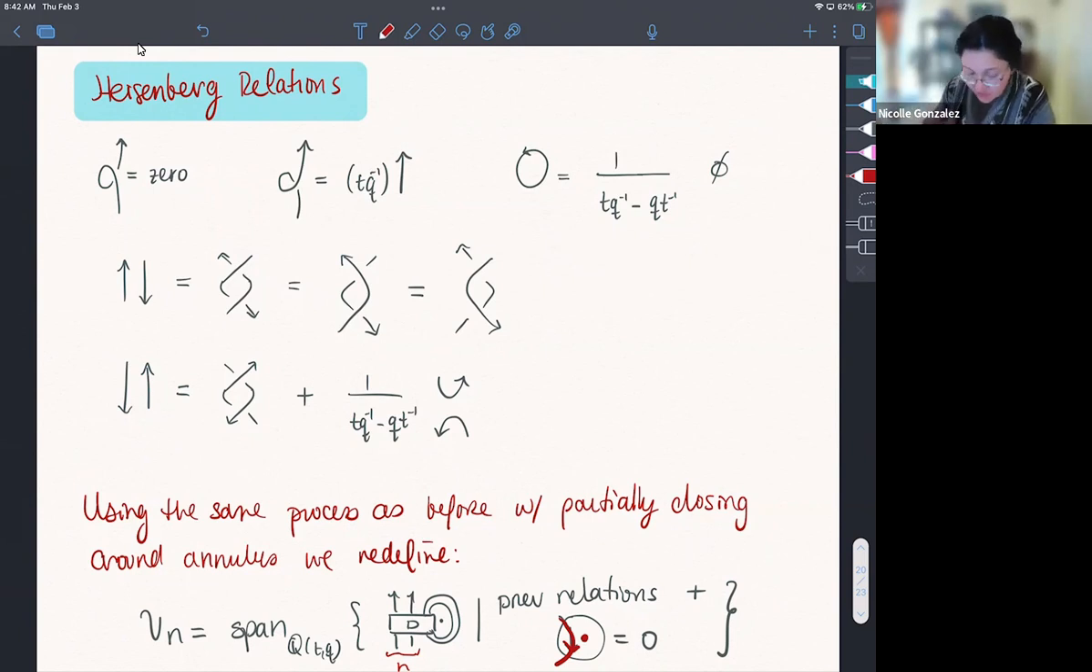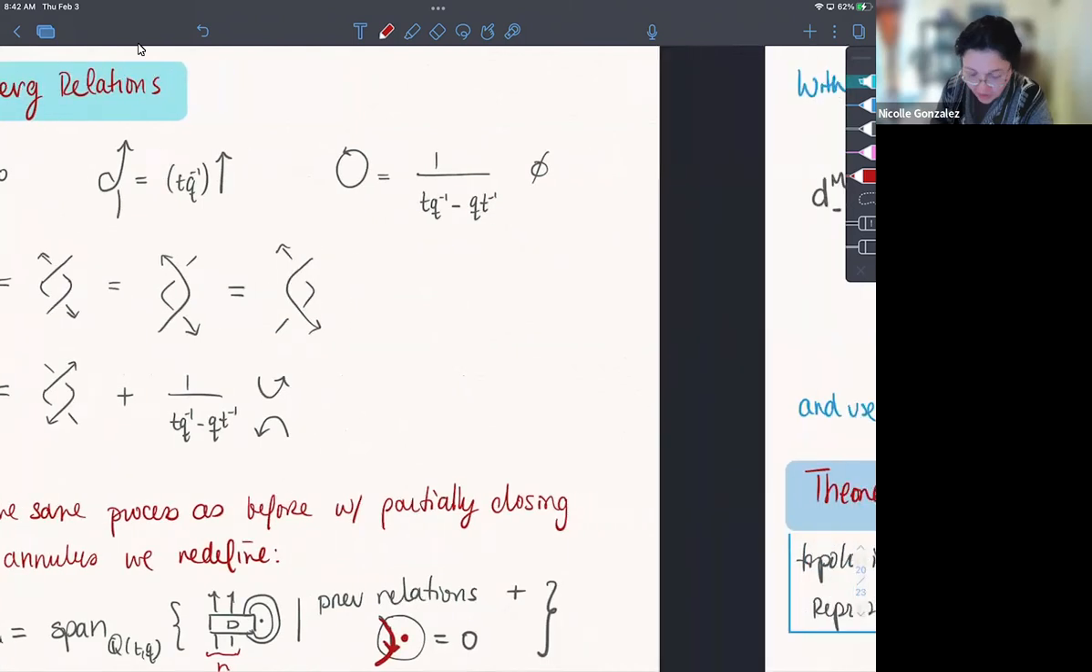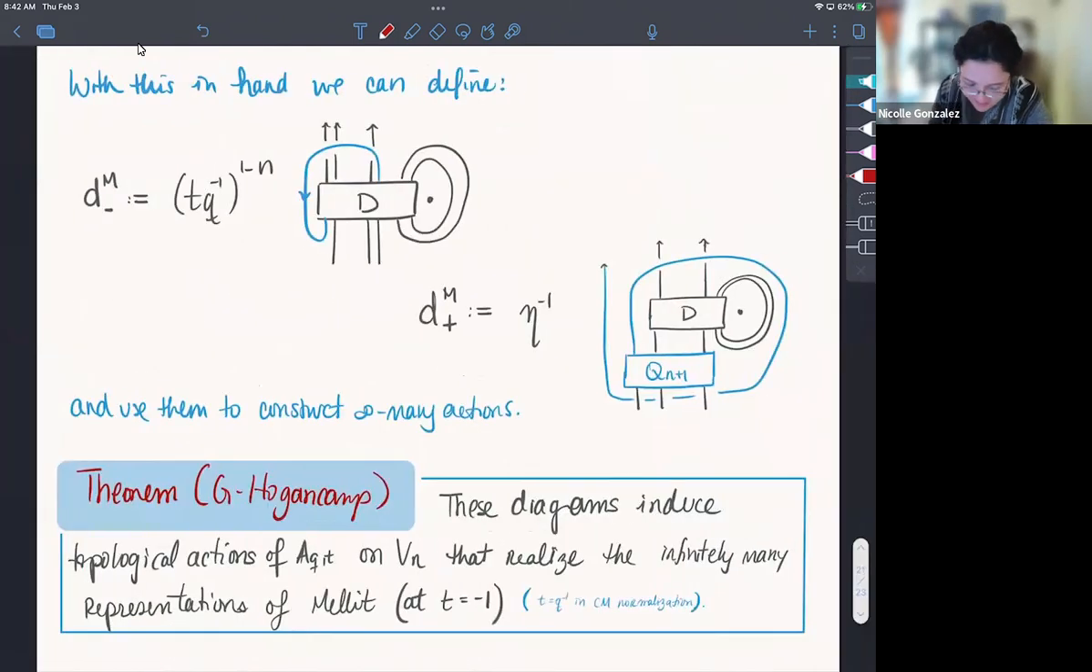All right. So once you have these relations, you have an alternate description of Vn. And then what we're going to do now is describe the action directly. So with this in hand, we can define these new operators. We're going to call them d minus Mellit and d plus Mellit, because these are the second action defined by Mellit, where our d minus now is going to take your nth strand and go downward.